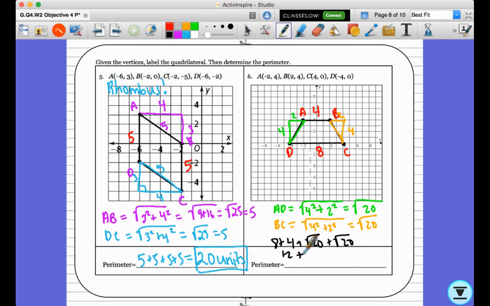Right, so this is 12 plus, and the square root of 20 is about 4.472. So 12 plus 4.472 plus 4.472 is approximately 28.944 units. Oh no, I don't know why I keep doing that. My mind is jumping back and forth between area and perimeter. Learn from my errors.